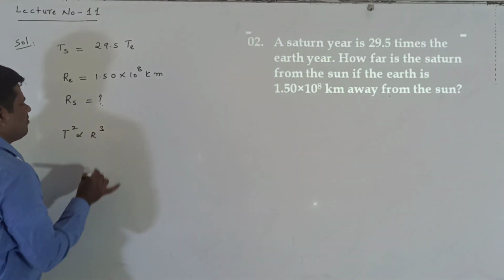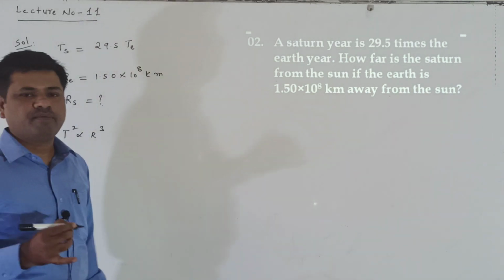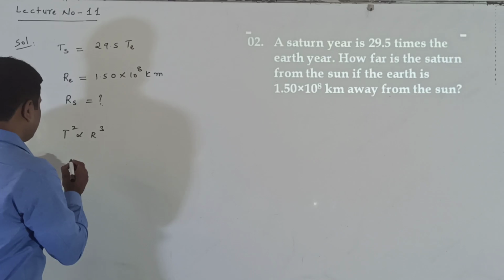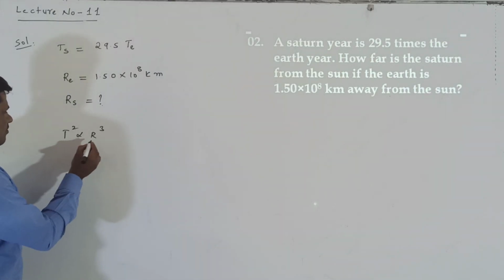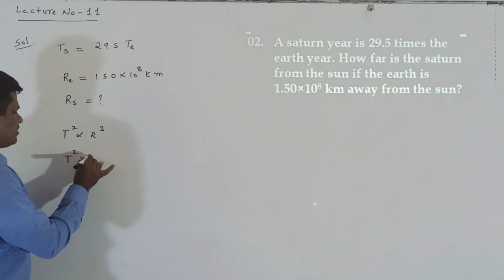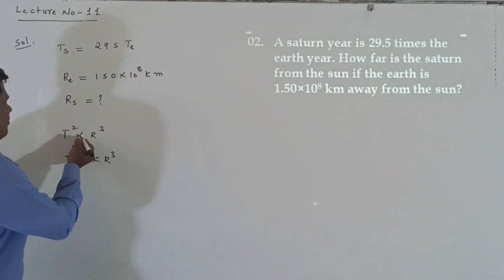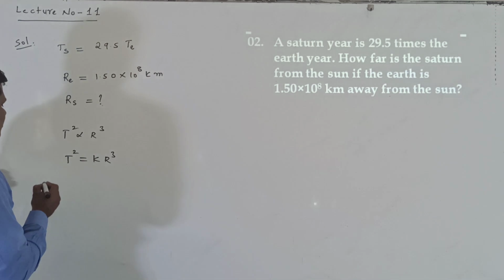T square is directly proportional to R cube. From Kepler's laws, T square directly proportional to R cube means you can write T square is equal to K into R cube. K is the constant. When removing the proportionality, we put the constant.